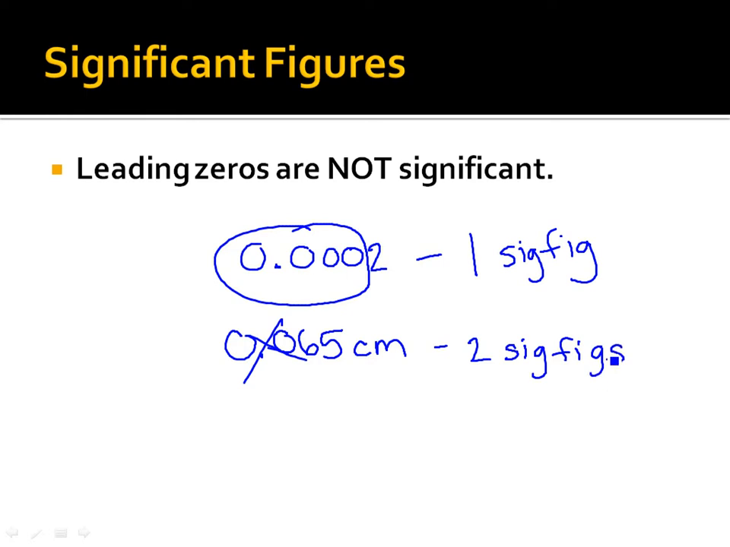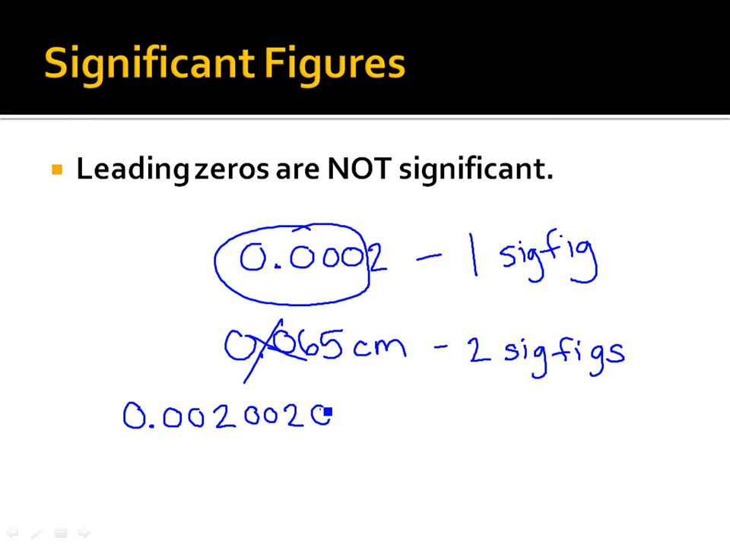Okay, so let's look at an example such as this. This might look a little complicated, but let's go through the rules thus far. If we look at it, we have two number 2s, so we know that we definitely have at least 2 significant figures. So now let's label these.